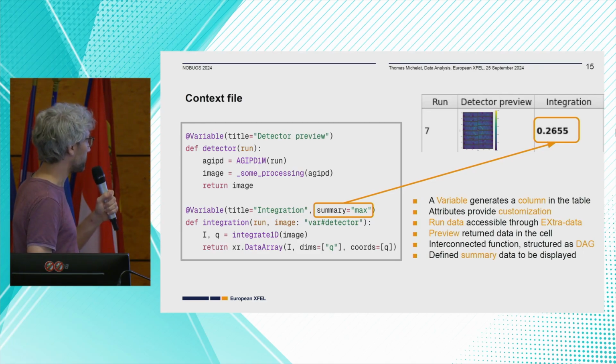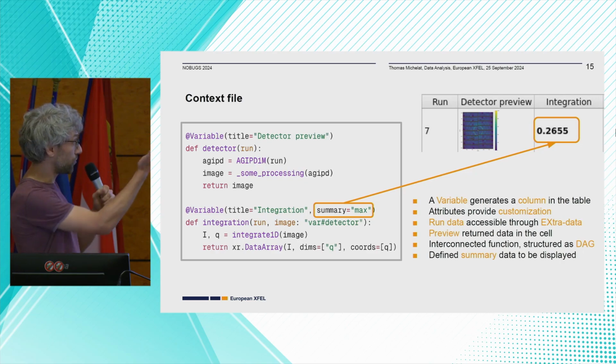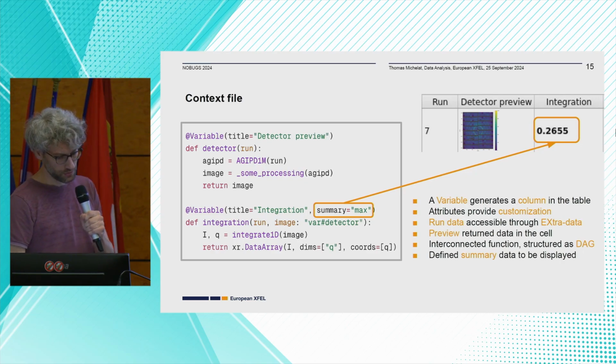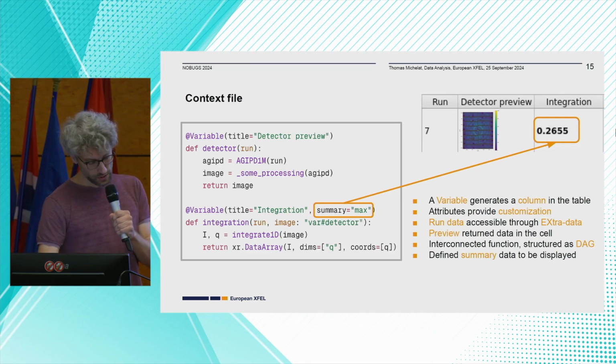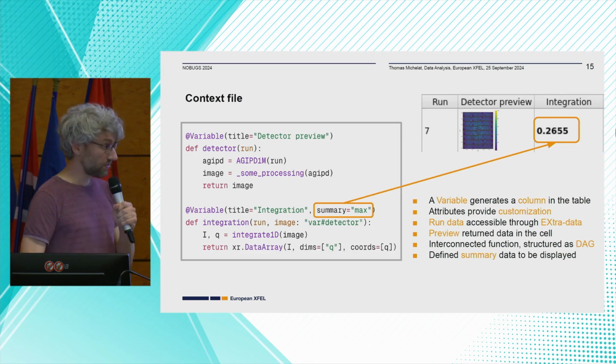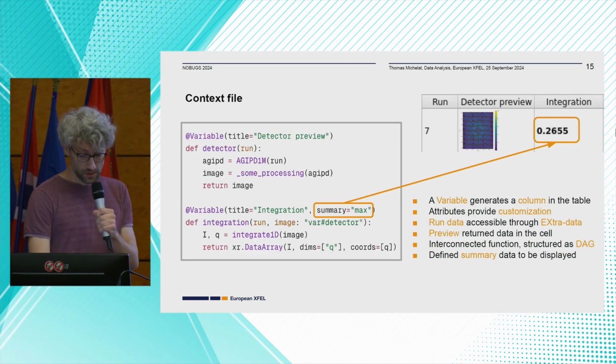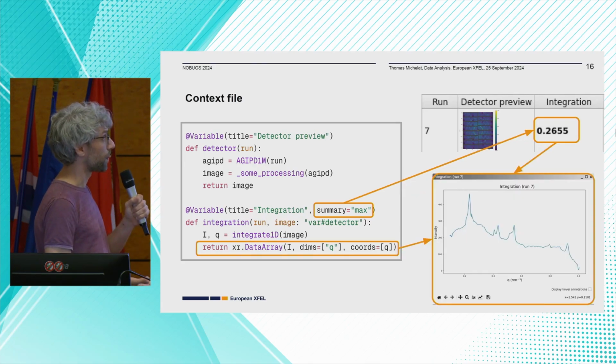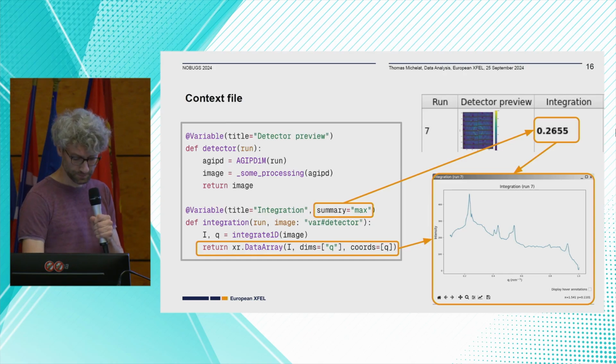That's what will appear in the table. If I want to see the full data written by the function, this is still saved in files, so you can access it by clicking in the front end in that cell, and it will show the full trace of that data.